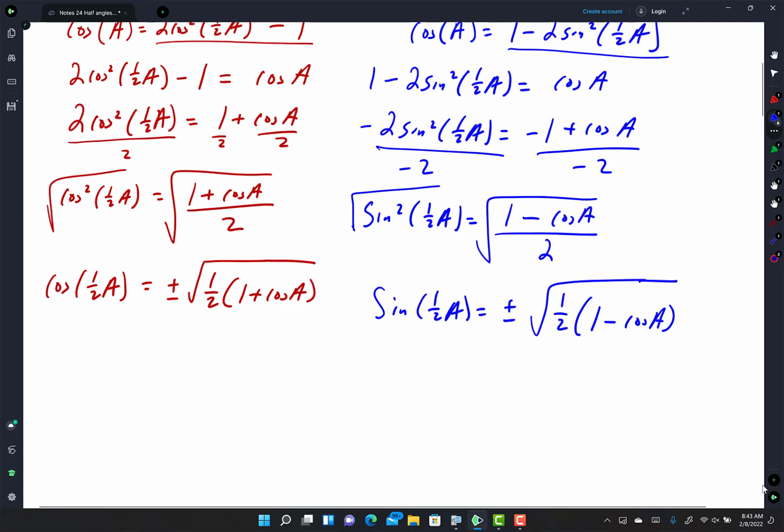Do we notice anything? Do we observe? Yeah, the signs, that's it. Notice that both of them rely on cosine A. The cosine is the one with the plus. The sine is the one with the minus.